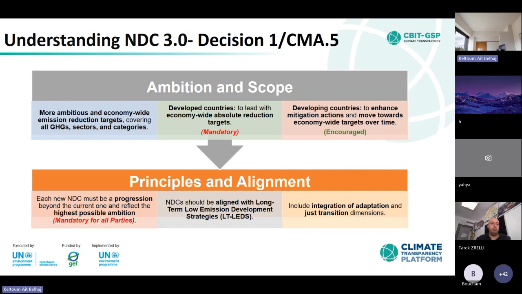For developing countries, they are just encouraged. But remember, a lot of things that were just voluntary are not "shall", which means mandatory. So we need to make more efforts to have economy-wide absolute reduction targets. Each new NDC must reflect a higher ambition than the previous one, and should be aligned with the LT-LEDS, which means the long-term low emission development strategy. Each NDC should also now integrate both adaptation and just transition dimensions.